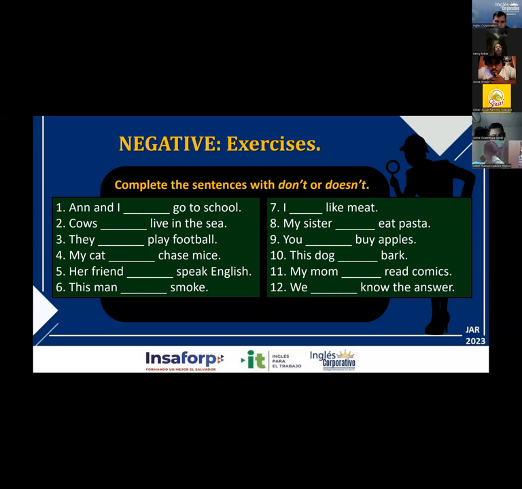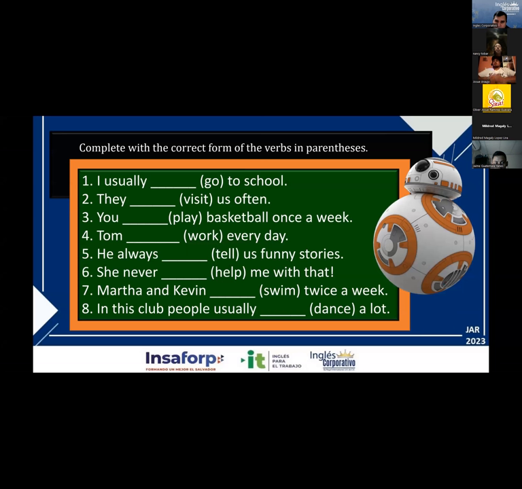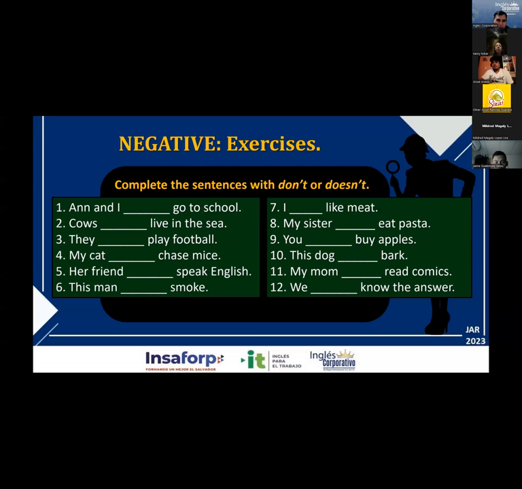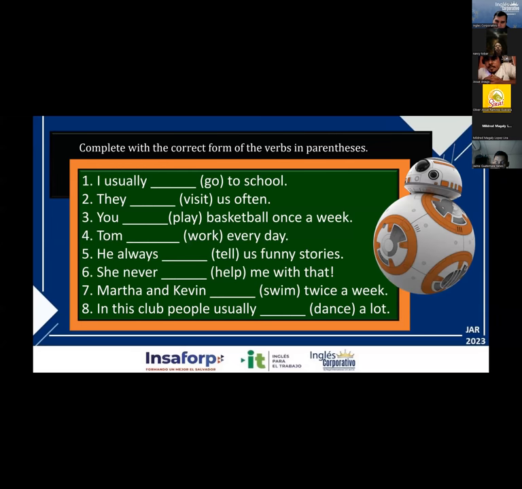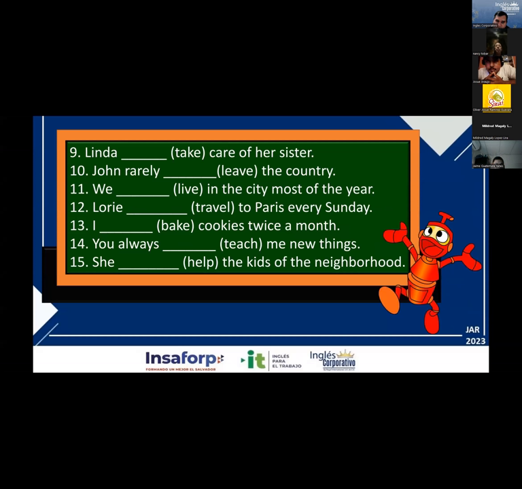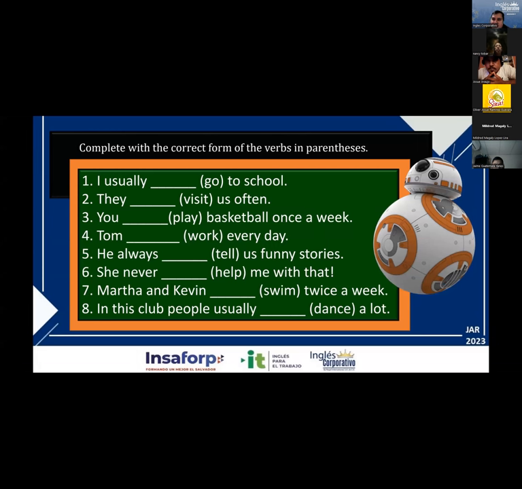We don't know the answer. Okay, continue with the other. This one continues in the next one. Numbers 8, 9, 10, 11, 12 are in the one that follows. So it has two parts. But let's go with this one, because we had only read the previous one.